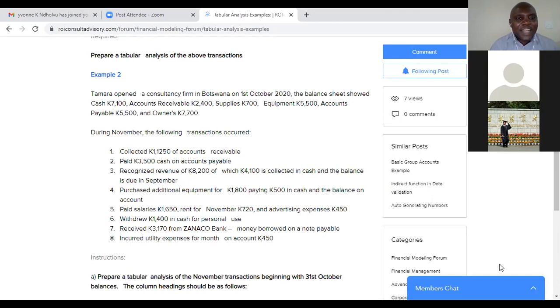What did I smoke? And owners equity, I'll try to change. And owners equity 7,700. Let me update it properly. I don't know what I was thinking. I hope that is not what I did here. Okay, so it's owners equity. I'll leave the numbers as is, it's okay.